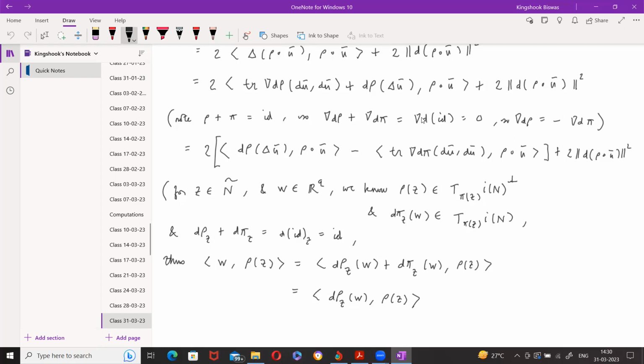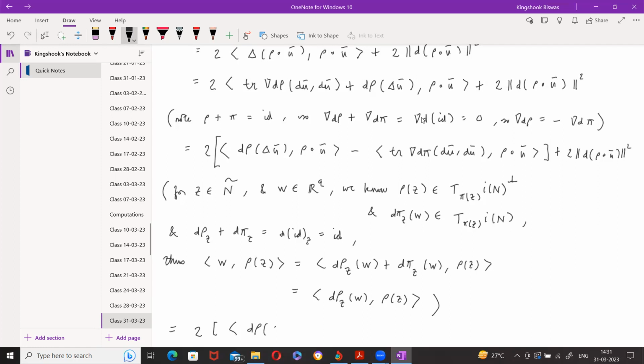Okay. So now we can apply that to this term here, this trace of ∇dπ. This whole thing is my w, and my z is ū. So this becomes ρ of z inner product with w. That I can write as inner product of dρ of w with ρ of z. So therefore, this I can write as 2 times inner product of, so I have a dρ here as well.